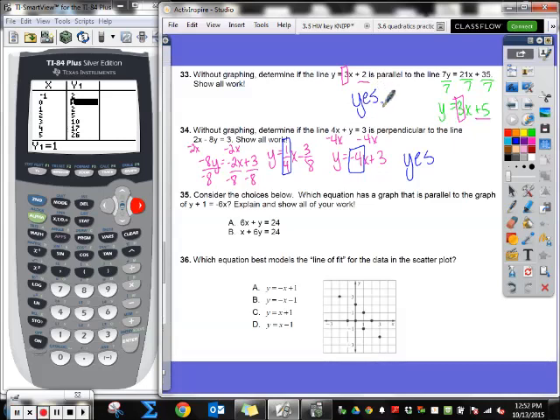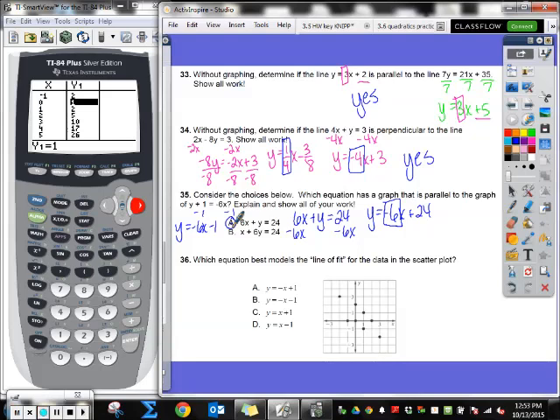We have two answer choices for 35. Which equation has a graph that's parallel to the graph that's given? Well, I'm going to get it in slope-intercept form. So we have y equals negative 6x minus 1. So I know my slope is negative 6. So now I just need to see which of these two has a slope of negative 6 as well. Well, if I look at A, if I subtract 6x, I have y equals negative 6x plus 24. Well, that has the same slope. So A is going to be parallel to the equation in my problem.